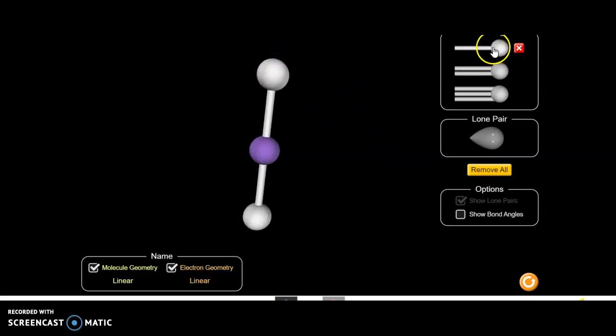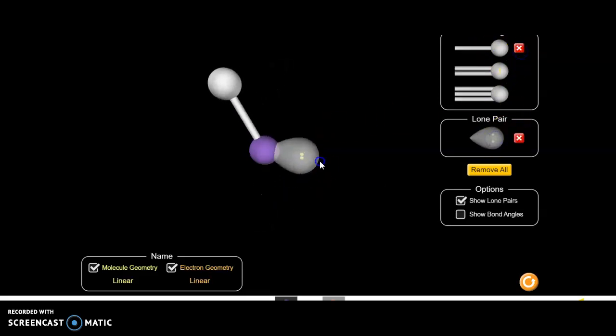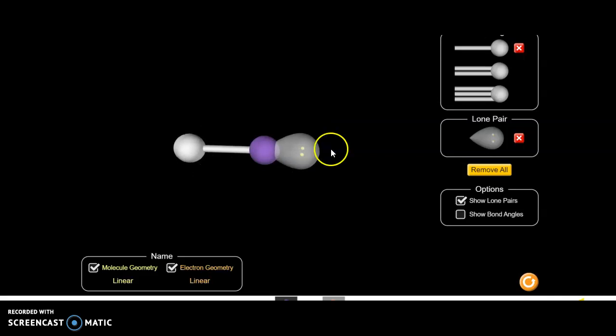And things are starting to get interesting. Let's take a bond off and put a lone pair on. That would be a really uncommon arrangement. In fact, I don't think I can think of an example of something that actually looks like this in real life, where there's only 1 bond and 1 lone pair. But it's still a linear molecule because the molecular shape is determined by where the atoms are, not by where the lone pairs are, even though the lone pairs influence the shape.